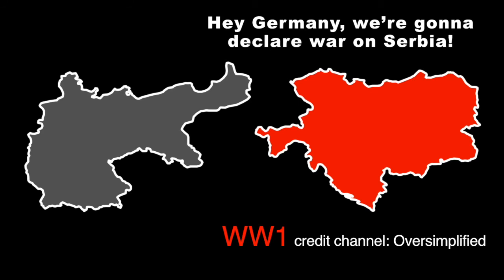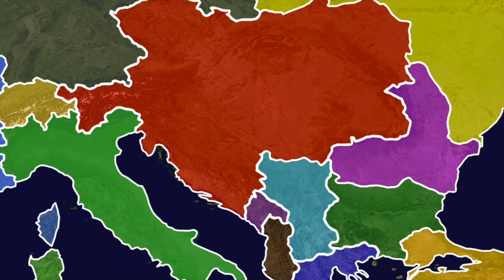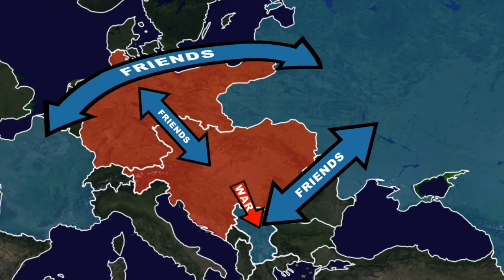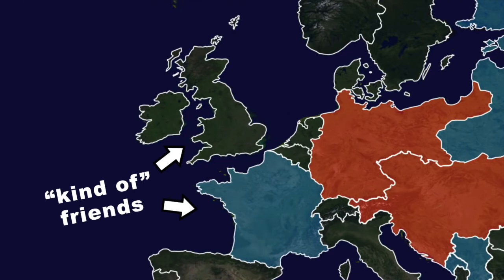We had the First World War. Austria-Hungary tells Germany, we're going to declare war on Serbia, and Germany is all for that. So Austria-Hungary sends a big list of impossible demands to Serbia, and when Serbia refuses, they declare war. Austria-Hungary and Germany are friends, and Serbia is protected by Russia, who's friends with France, so they declare war on each other. Montenegro joins in too. France and Britain also have a kind of alliance, so when France says, "Hey Britain, you got my back?" Britain is like, "Maybe."